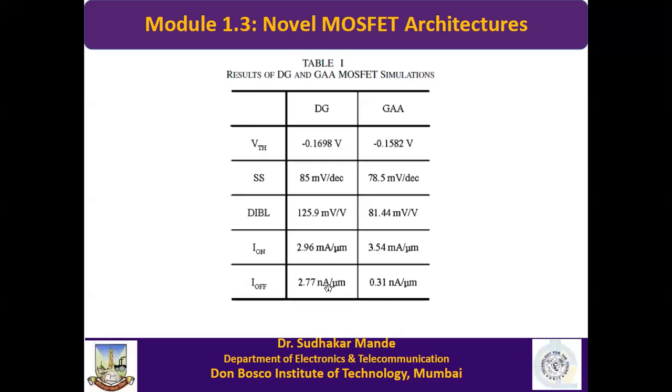And off current in DG FET, that is double gate MOSFET, is 2.77 nanoamperes per micrometer. But in case of this one, it is 0.391 nanoamperes, negligible, which means you can say that off current is better. Zero or less is best. Therefore, power dissipation means what? Leakage power dissipation. Leakage power or standby power is less in case of GAA FET.